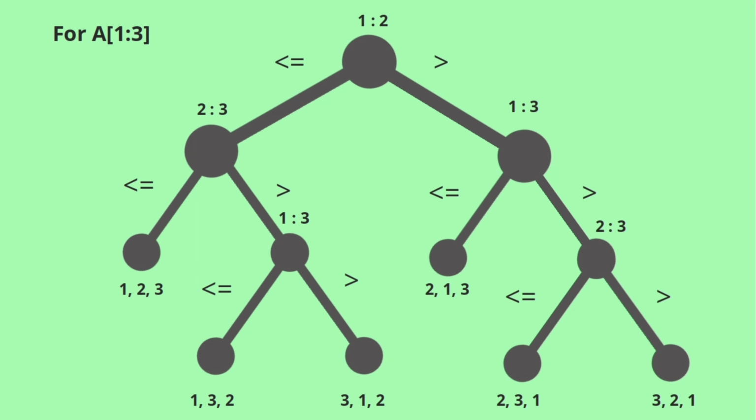For example, at the root node, we are comparing the first index of the array with the second index. Depending on whether the first is less than or equal to the second, or whether it is greater than the second, our tree will be built and the node will be traversed. So if the first element is less than or equal to the second element, we will land on the left child of the root.